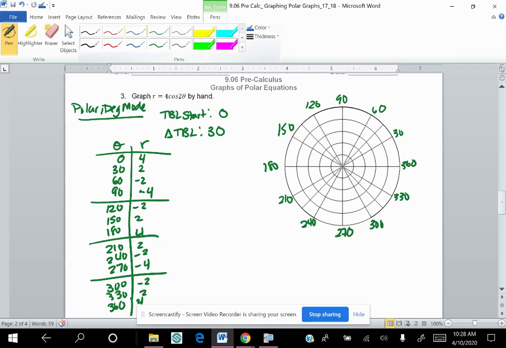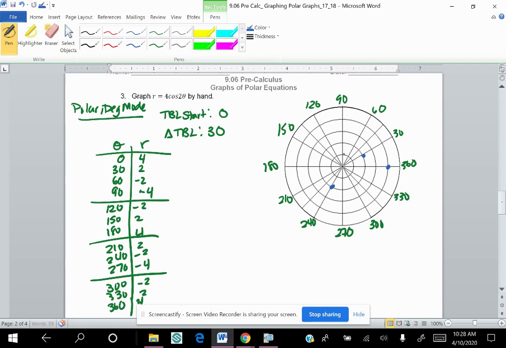All right, so now at 0, we're at 1, 2, 3, 4 circles out. At 30, we are 2. At 60, we're -2. So here's 60. It's in the first quadrant. Since it's -2, we want to jump down to the opposite quadrant, which would be quadrant 3, and go out 2 along that line. So it's that straight line that forms. You're just going the opposite direction. And 90, we're at -4.